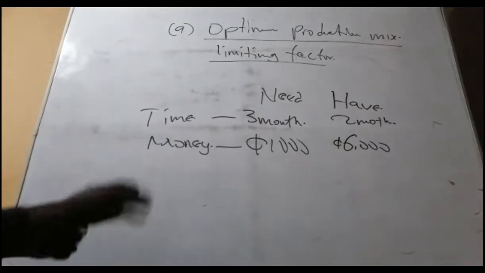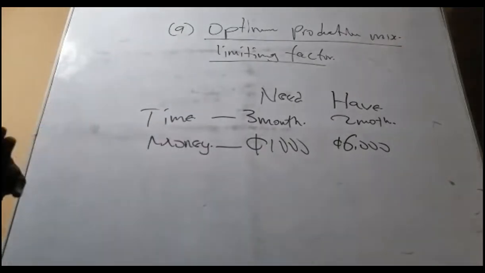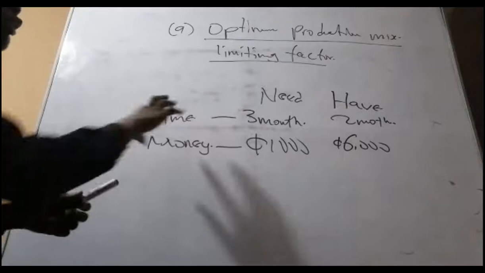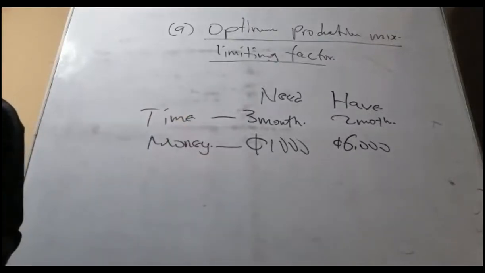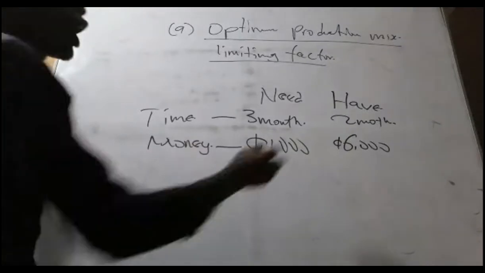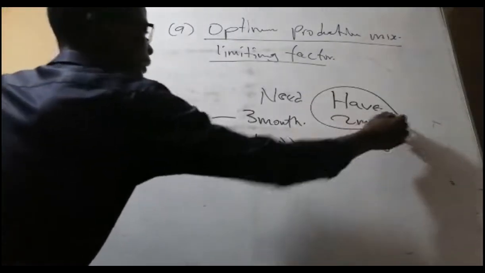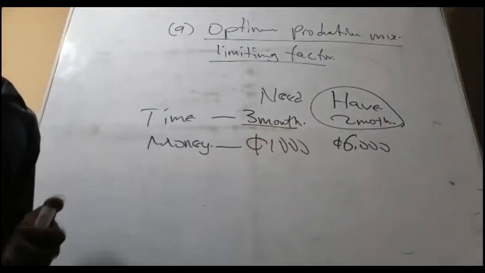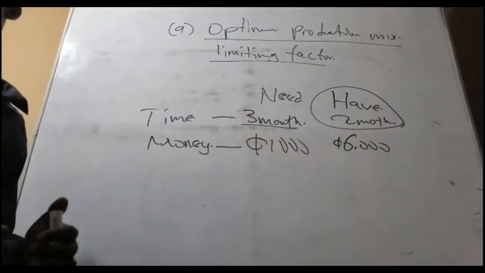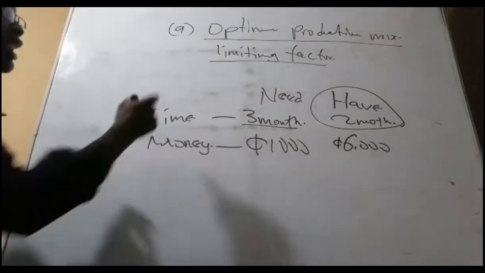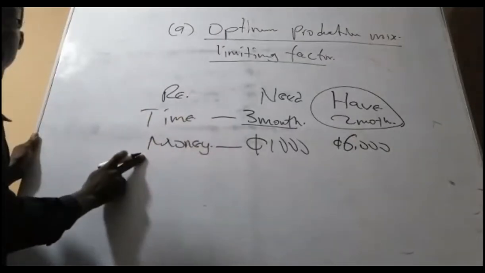Just for one sitting, you need 1,000 cedis. So now tell me, which of these resources is a limiting factor? Which is preventing you, with limited supply? It's time. Why? Because what you have is 2 months, but what you need is 3. So it's limited. So anywhere you want to determine the limiting factor, in a situation where the examiner has not given it to you, all you have to do is just relax. Write the resources here. These are the resources: time, money, what again?